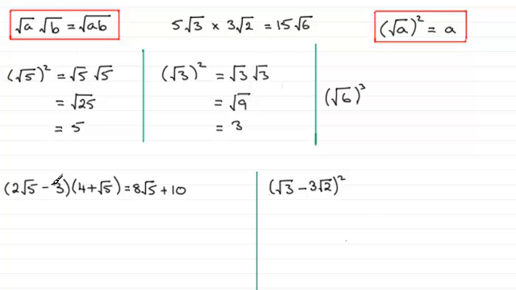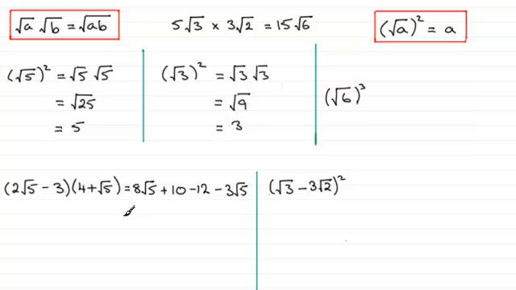Then we go on to minus 3 multiplied by these two terms. Minus 3 times 4 is going to be minus 12. And then you've got minus 3 times root 5, which is going to be minus 3 root 5.